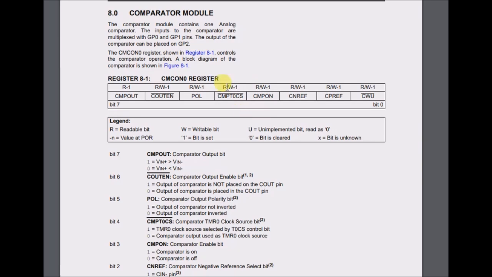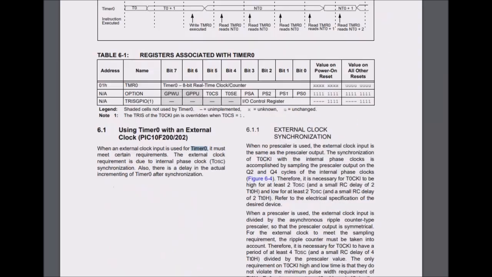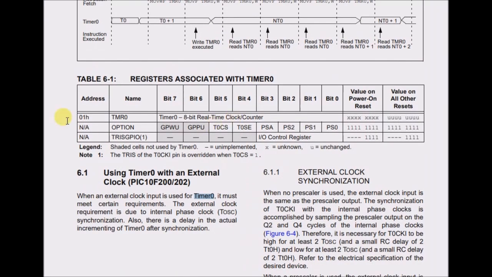Okay, I was looking for the Timer0 register, and I'm just not finding it. But I think that's because it's just like 8 bits or something. Yeah, this is on page 24, registers associated with timer, and it shows Timer0 in bits 7 to 0 are just the 8-bit real-time clock/counter.